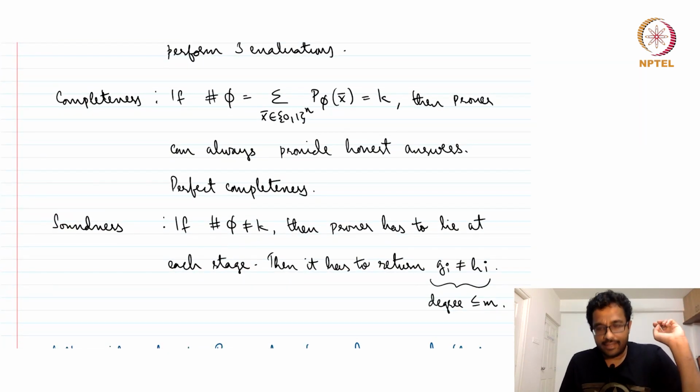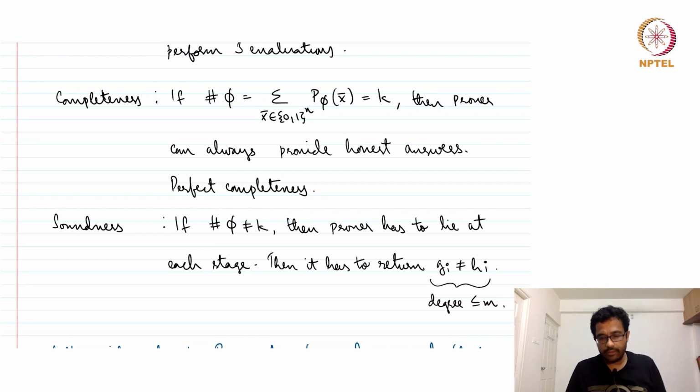What about soundness? This was where we faltered last time, where we saw that the probability of acceptance was still very close to 1 minus 1 by 2 power n. If the number of satisfying assignments is not equal to k, then the prover has to lie at each stage, and hope that he does not get caught.